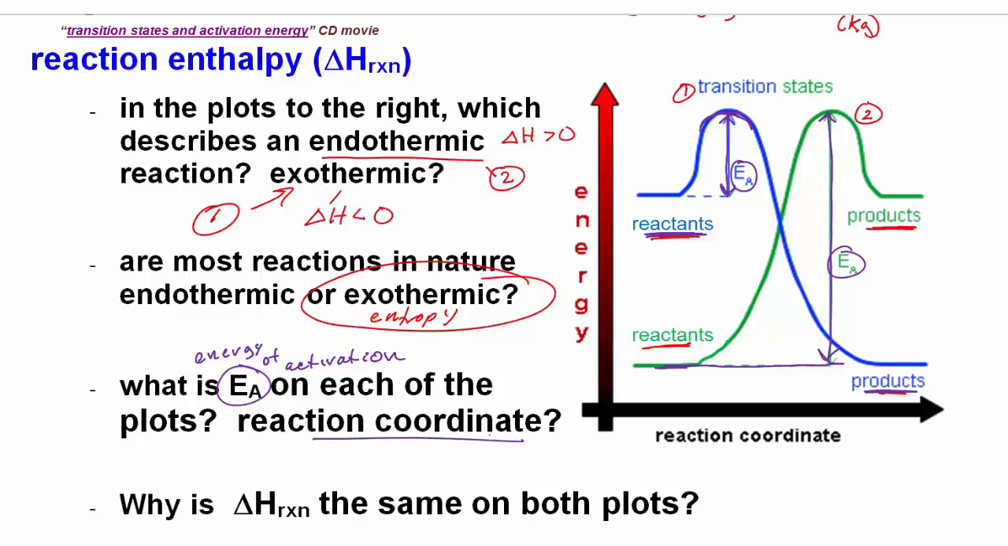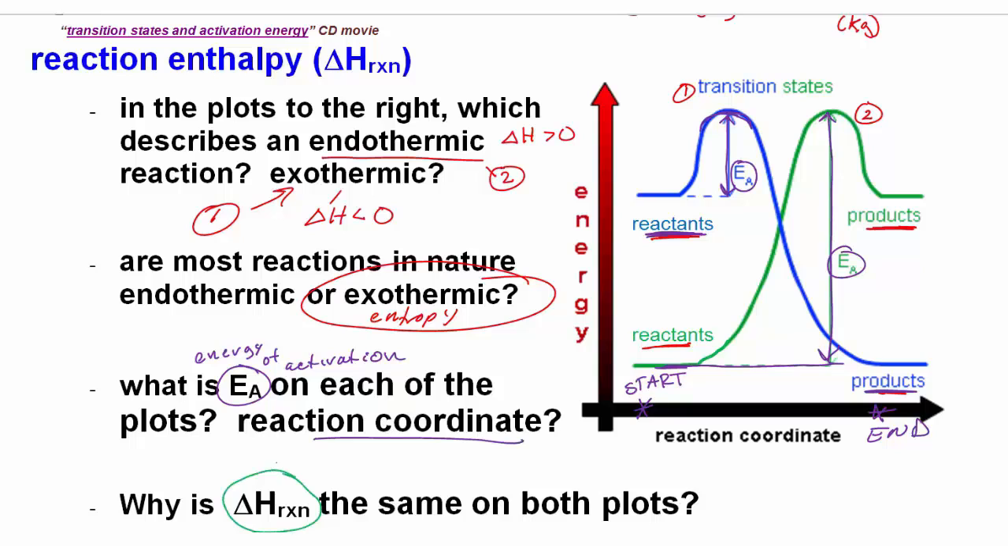What is the reaction coordinate? Again, if you remember the movie, it's just where are you at in the reaction? Are you at the beginning or are you at the end? That's what reaction coordinate describes.